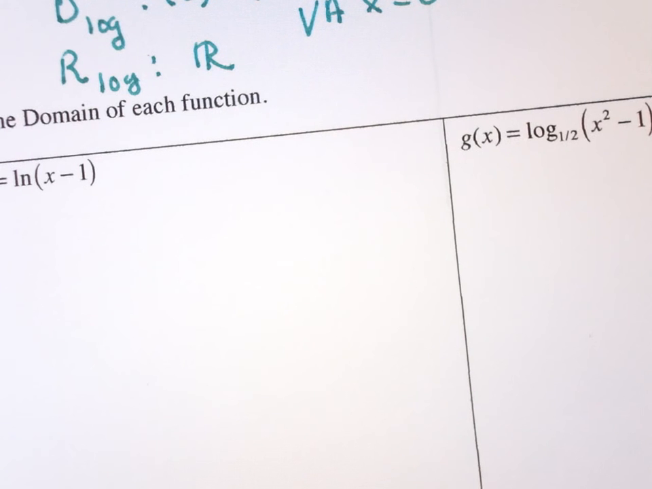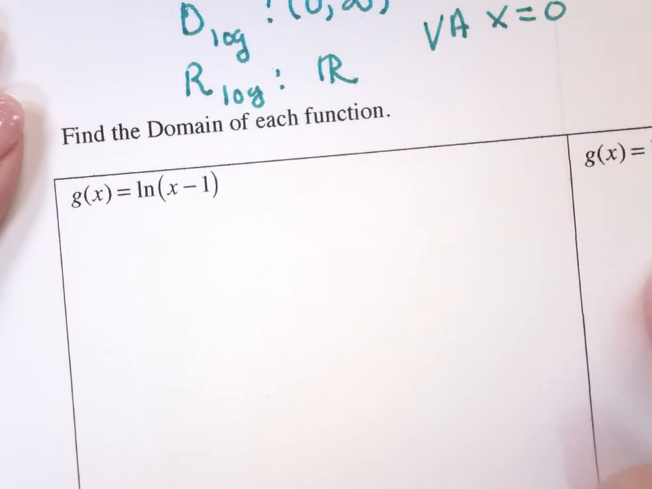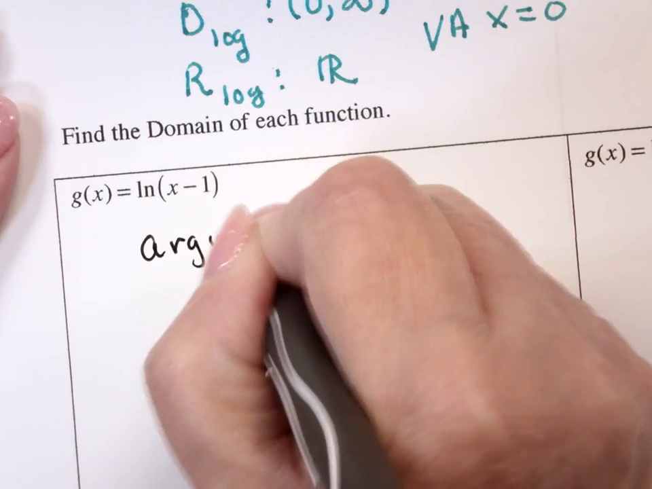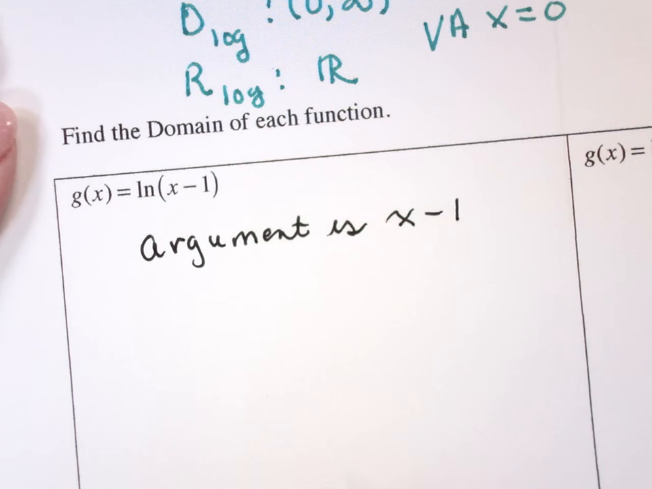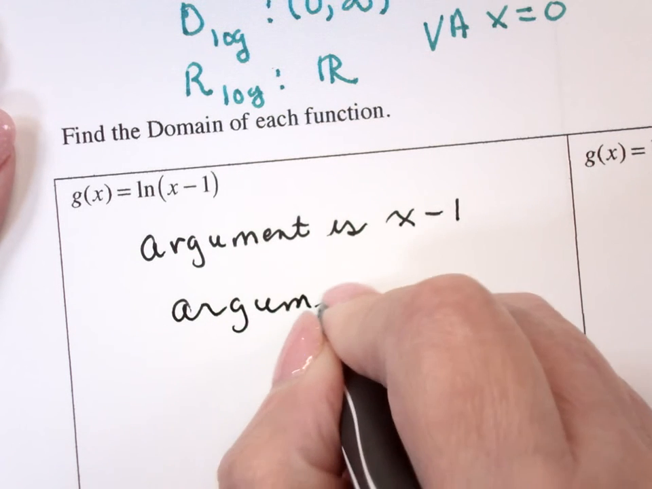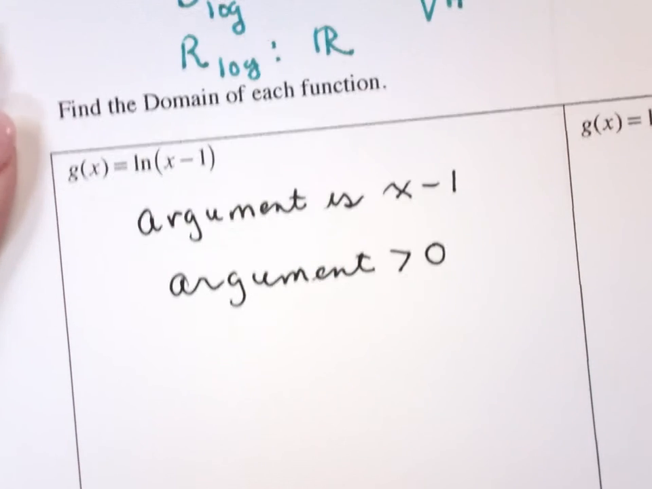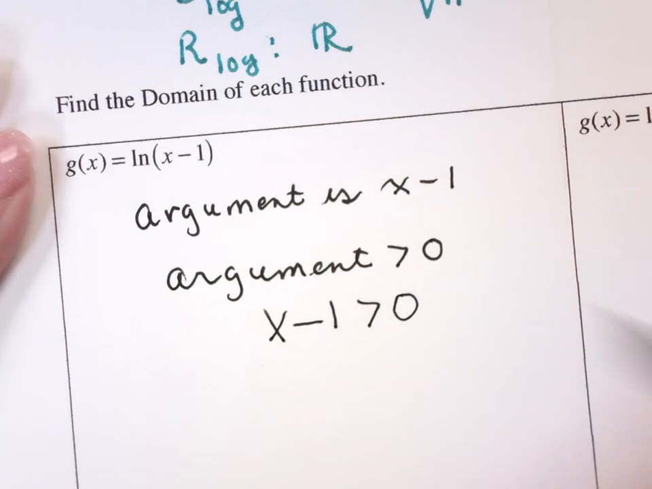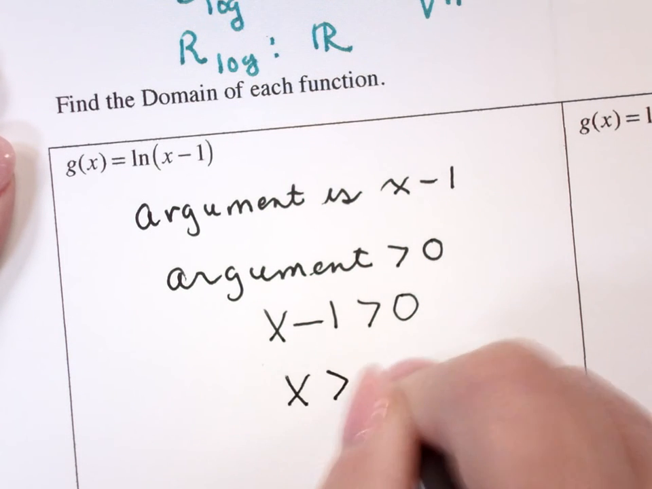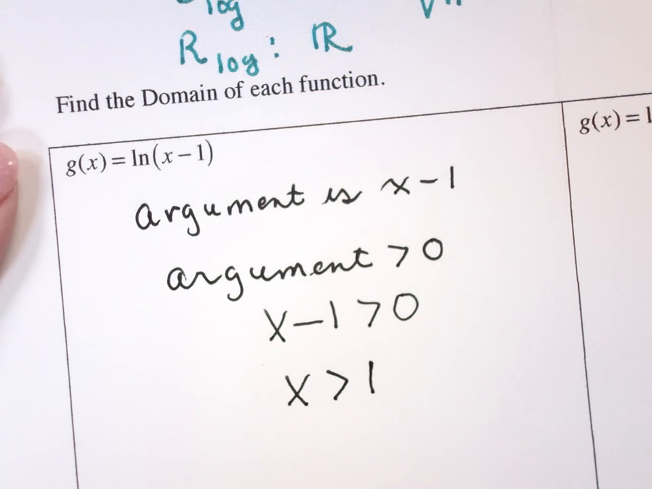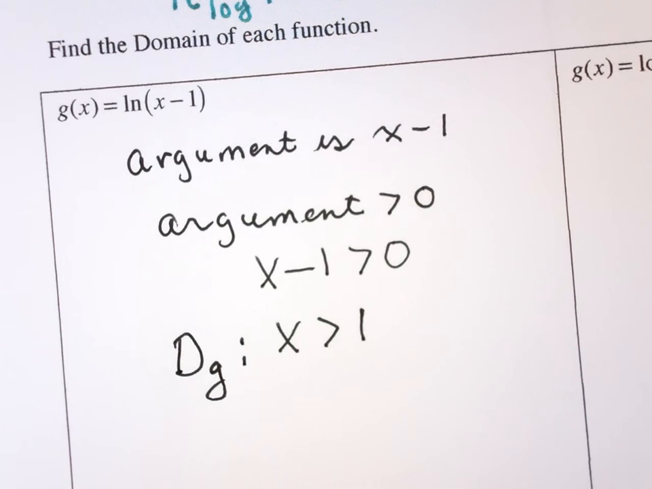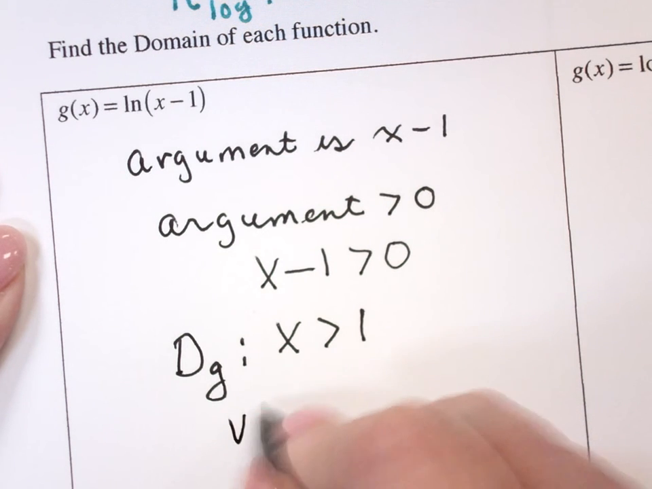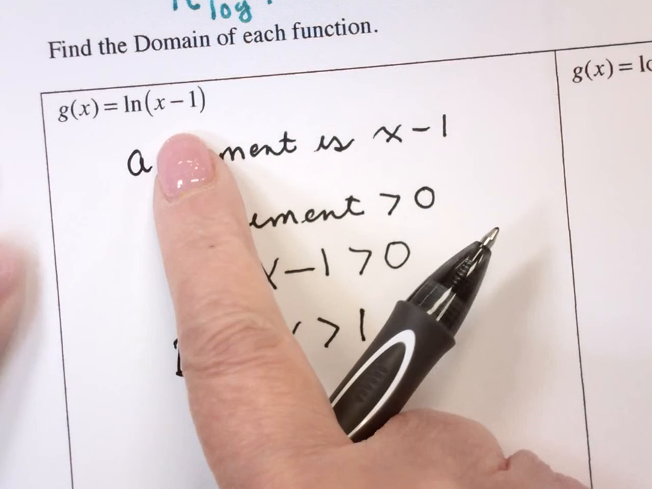So here we go. Find the domain of each function. Natural log of x minus 1. In this case the argument, what you're taking the log of, is x minus 1. So the argument must be positive. So x minus 1 must be positive, or x must be greater than 1. So in this case, the domain of the function g is x greater than 1. This also gives you the VA. The VA is where this thing is equal to 0. So it has a VA at x equals 1. It's a translational shift 1 unit to the right.